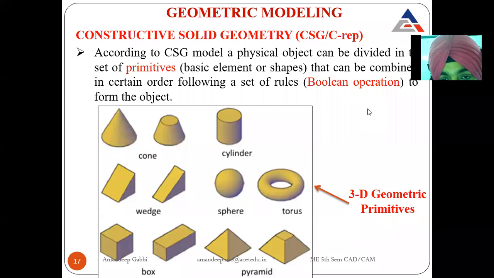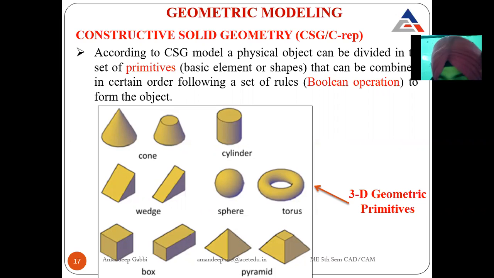If you have any questions, then in geometric modeling we have CSG or C-Rep. Sometimes in final exams or other exams, you may be asked to explain CSG. What is CSG? Sometimes you may be asked what is C-Rep. Both of them mean the same thing, constructive solid geometry. In a CSG model, an object can be divided into a set of primitives that can be combined in a certain order, following a set of rules, to form an object.